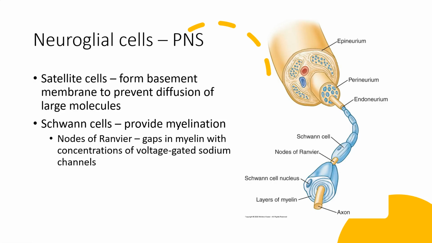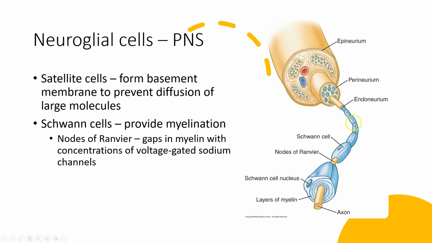In the peripheral nervous system, we have two types of neuroglial cells. The satellite cells provide a basement membrane so that large molecules are not able to diffuse into the nerve. And the Schwann cells provide the myelination in the peripheral nervous system.